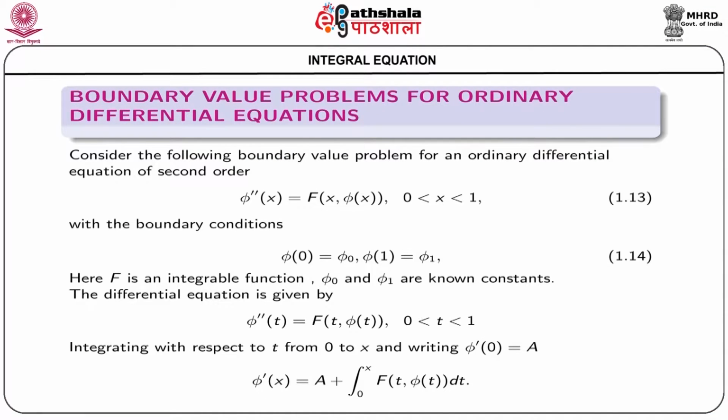Now, we consider the following boundary value problem for an ordinary differential equation of second order, which is given by phi double dash x equal to capital F, which is a function of x and phi x. x lies in the interval 0 to 1. Here double dash means double derivative of phi with respect to x. The boundary conditions are given by phi at x equal to 0 is phi naught and phi at x equal to 1 is phi 1, as given by equation 1.14. Here capital F is an integrable function and phi naught and phi 1 are known constants.